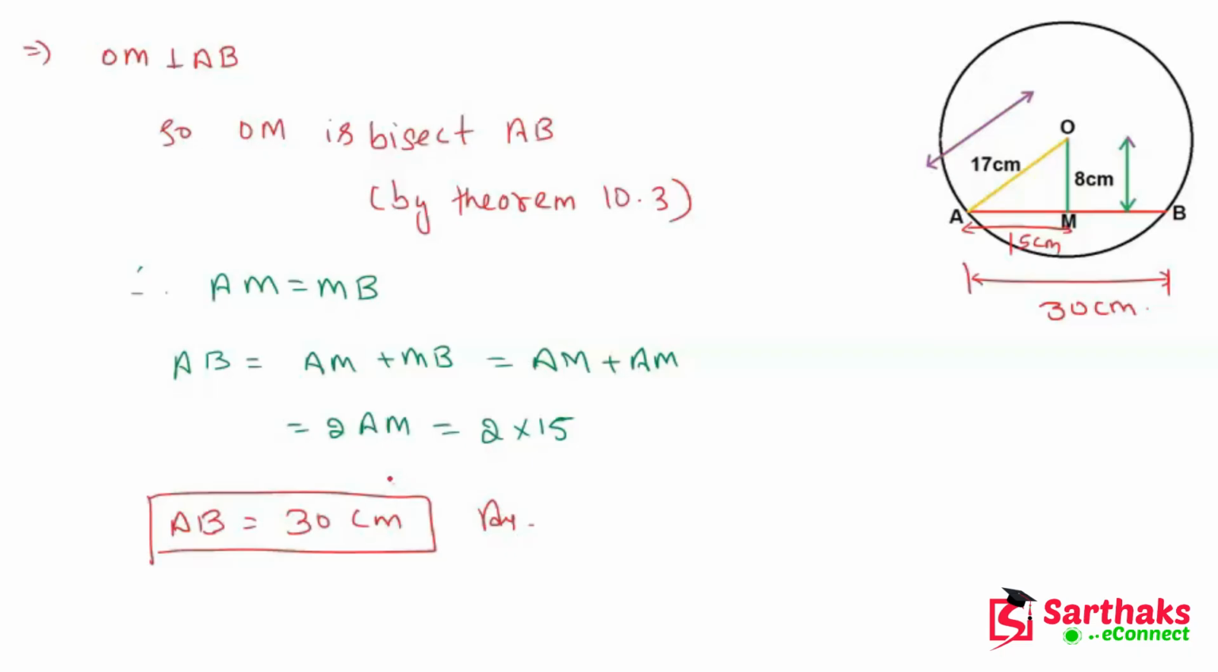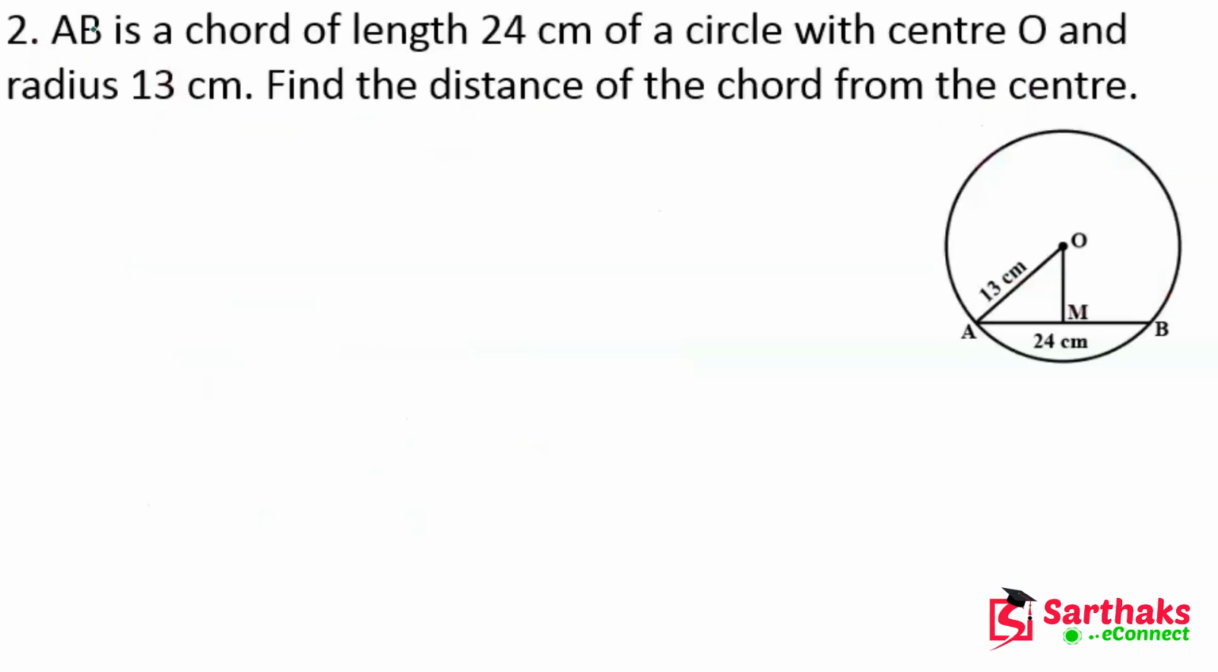Now let's move on. The next question is: AB is a chord of length 24 centimeter of a circle with center O and radius 13 centimeter. The radius is OA, which is 13 centimeter. Now find the distance of the chord from the center, which means we have to find OM. I hope you get this point.